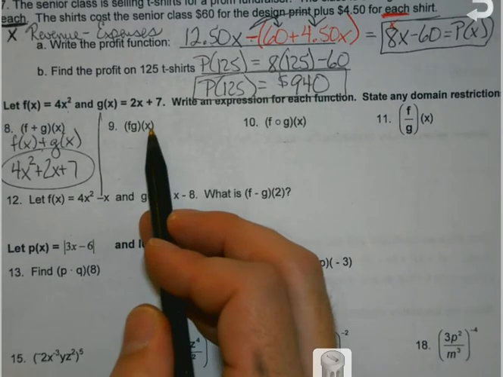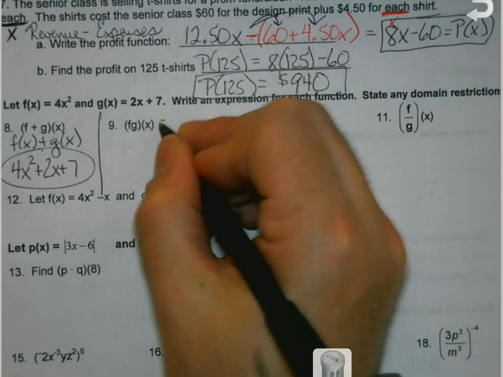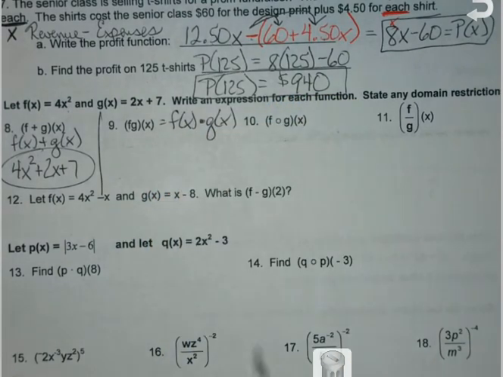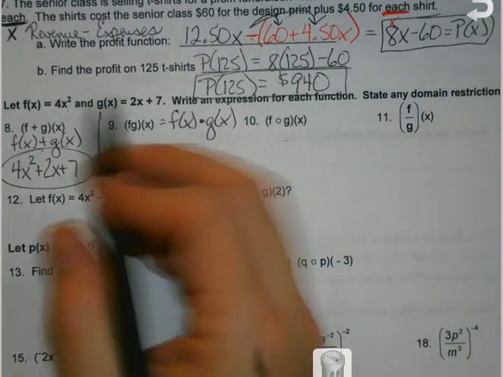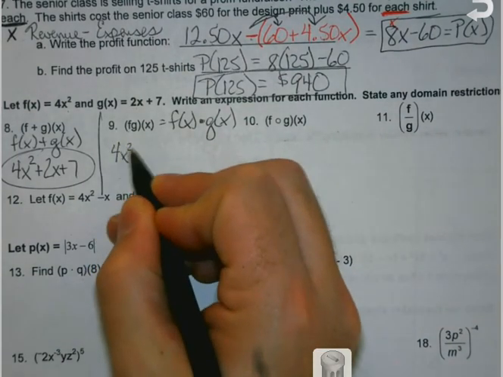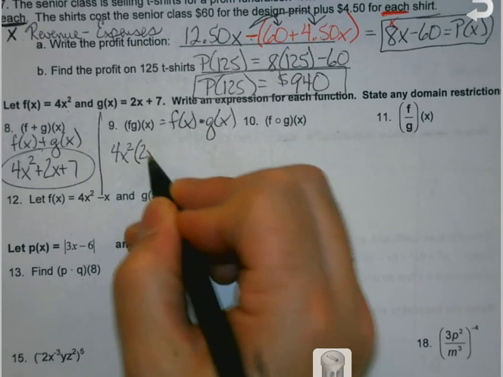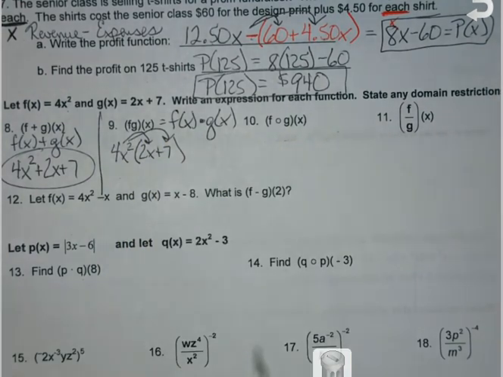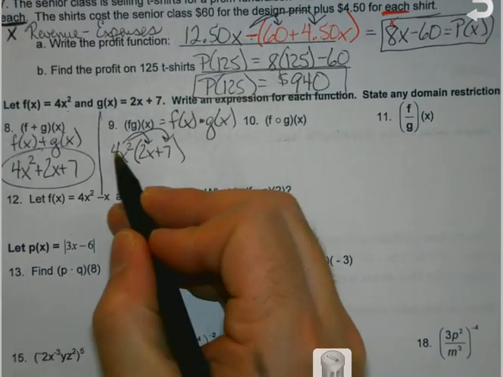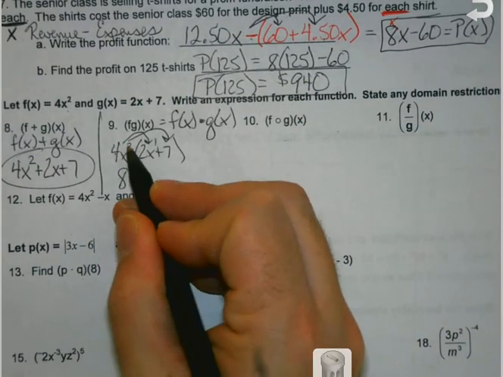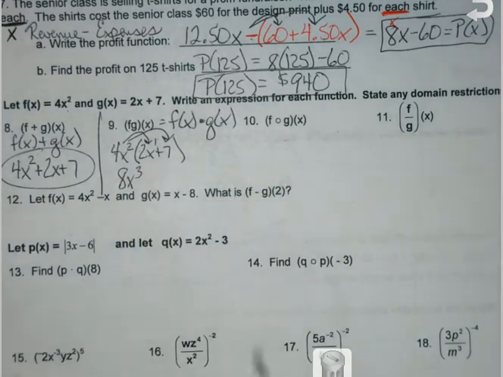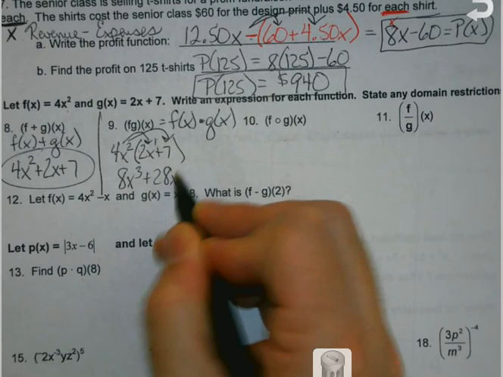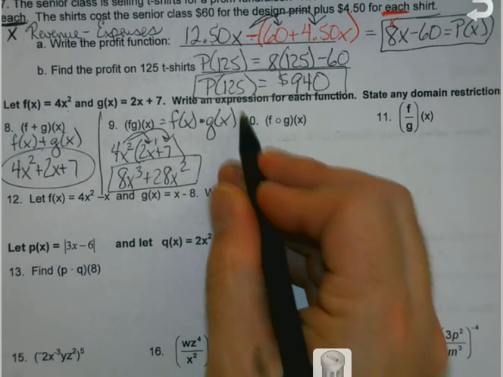F times g of x, again, means f of x times g of x. Not f times g and then multiplying it by x. Not what we mean. So we're going to do 4x squared times 2x plus 7, and we're going to distribute. 4 times 2 is 8. 2 plus 1 is x to the third. 4 times 7 is 28x squared. No more like terms. I'm done.